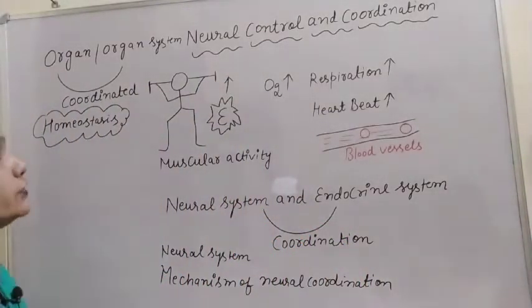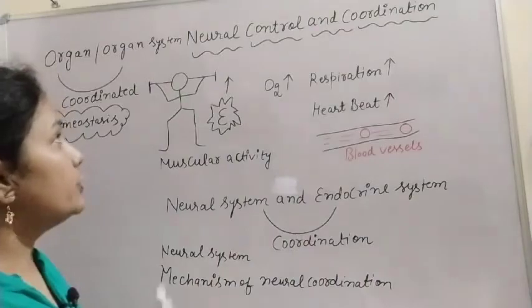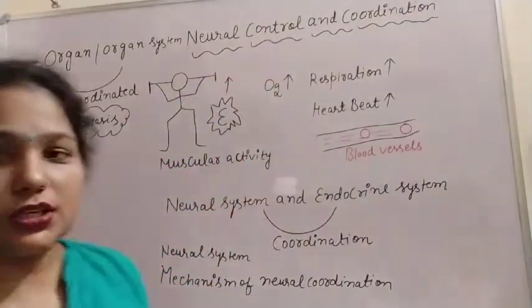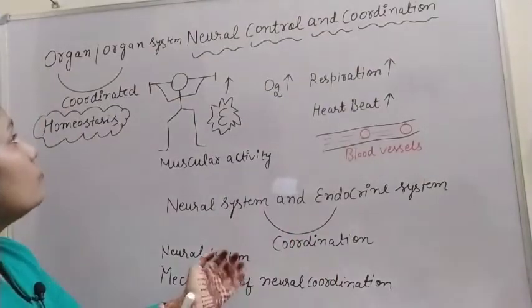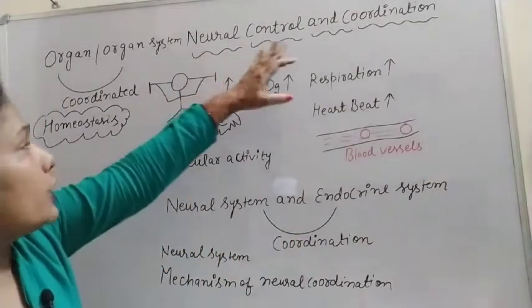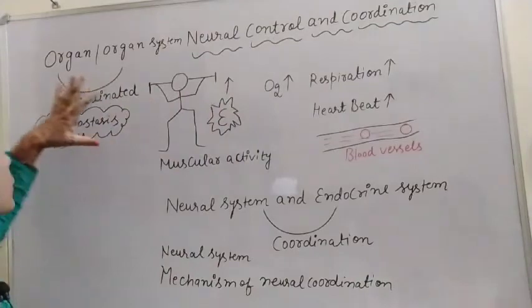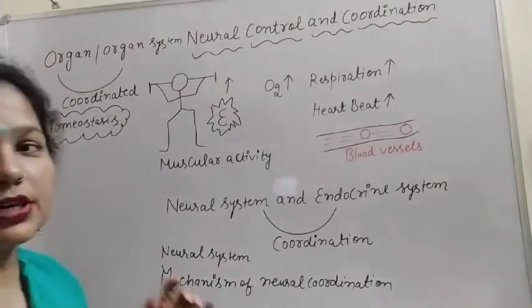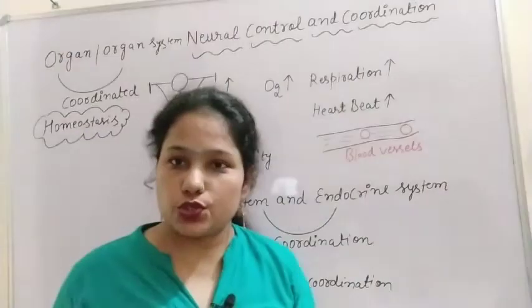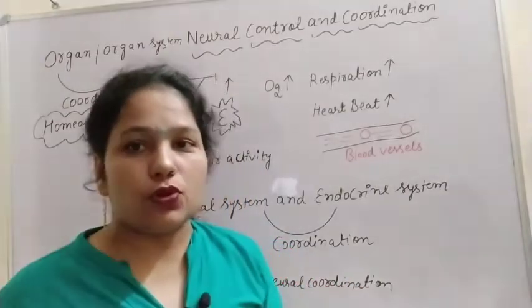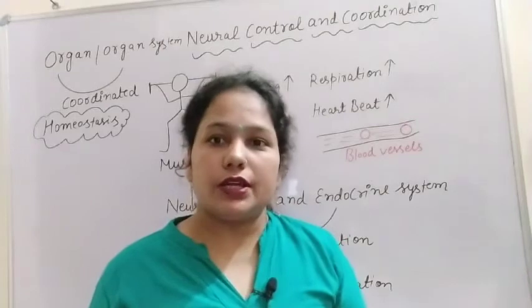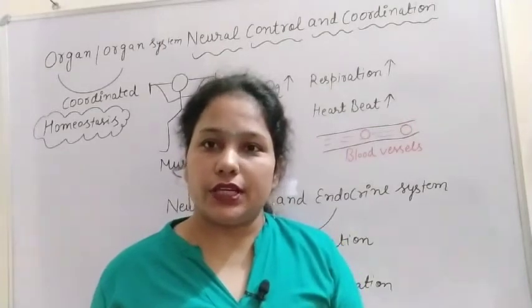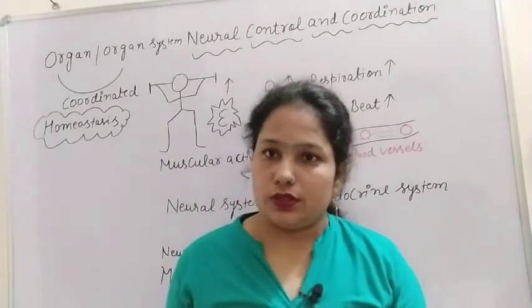Hello students, today we are going to discuss the chapter Neural Control and Coordination, class 11th Biology. So what is the meaning of neural control and coordination? Firstly, what is an organ? An organ is a group of different tissues. You can take the example of the stomach, that is also an organ. Another example is the alimentary canal, that is also an organ.